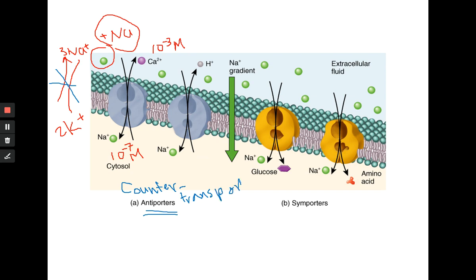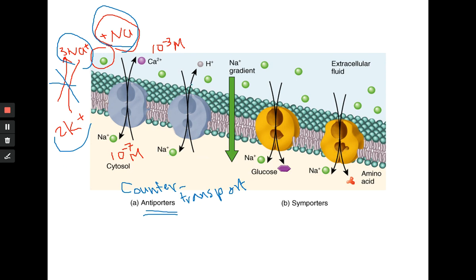So this uses what? This uses the concentration gradient for sodium. Because the concentration gradient of sodium is produced by what? It is produced by the sodium potassium ATPase. The sodium potassium ATPase needs energy. So the energy for this counter transport is not direct. It is used by the sodium potassium ATPase. That's why we call it secondary active transport.